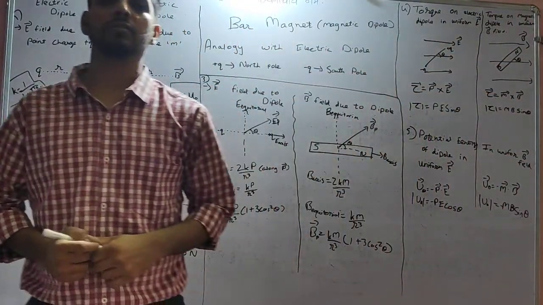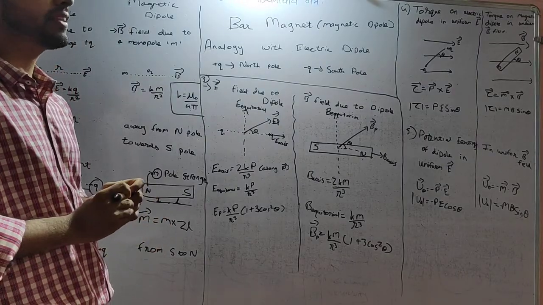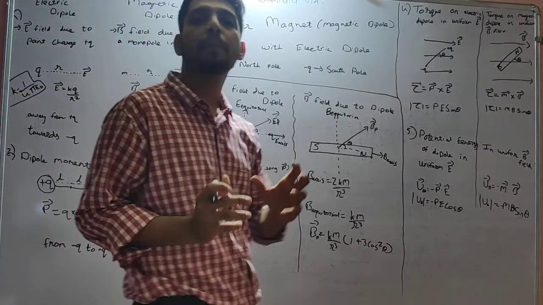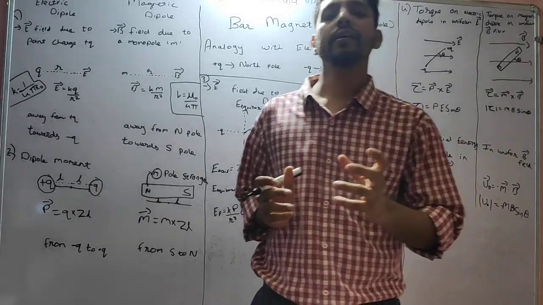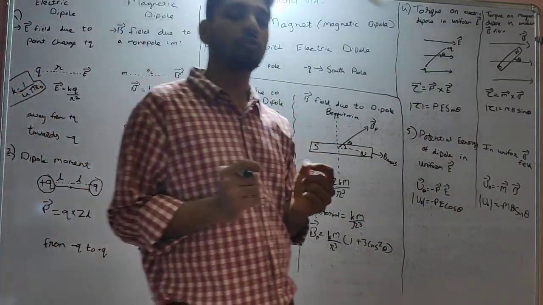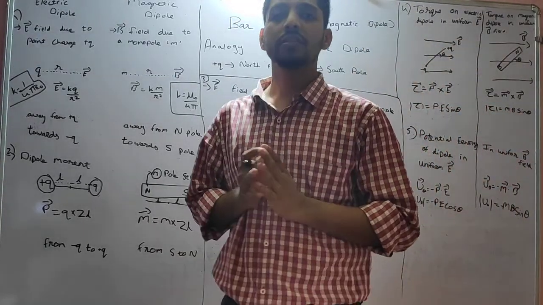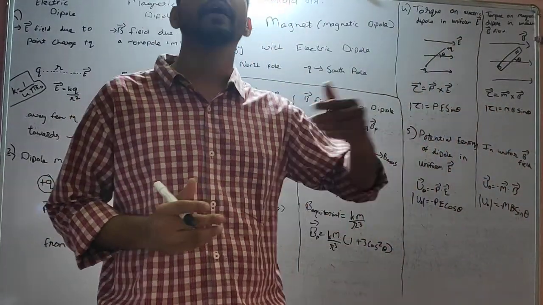Good morning, students. Today we'll be studying the bar magnet, or you can say magnetic dipole. A bar magnet is simply a magnetic dipole itself. Why? What is a bar magnet? A bar magnet is something like a bar which has two poles, a north pole and a south pole, both separated by a small distance. So you can assume it as a magnetic dipole.